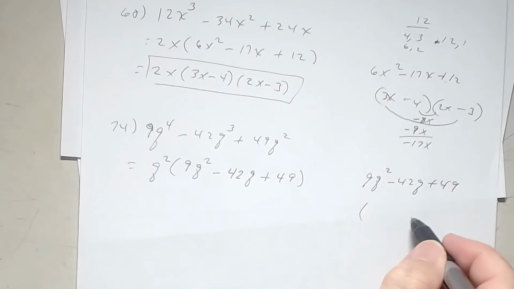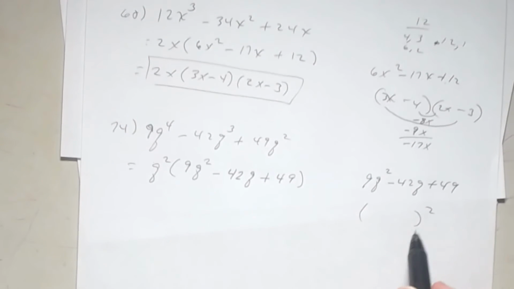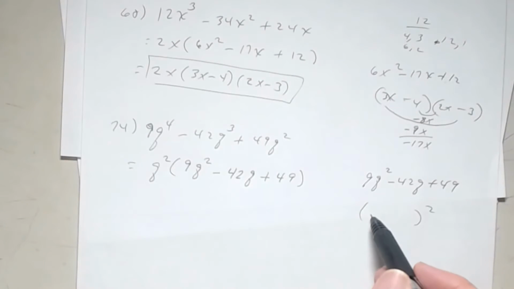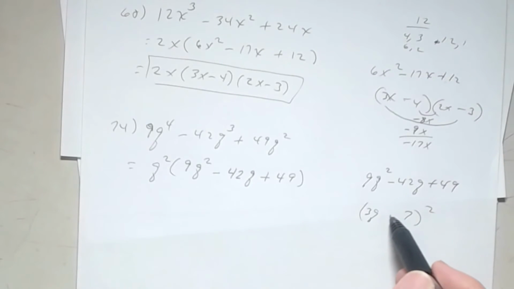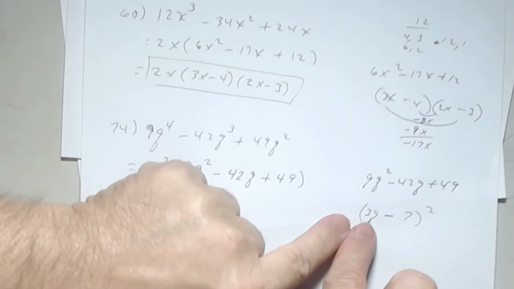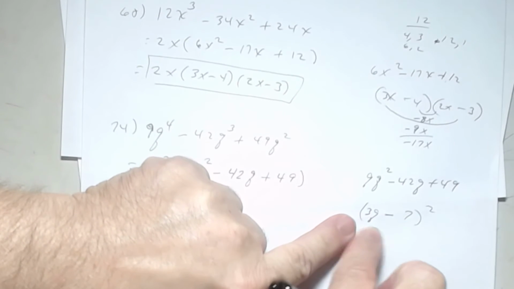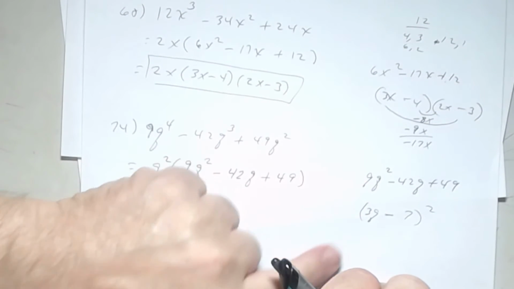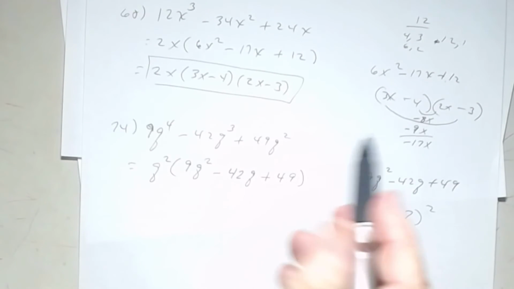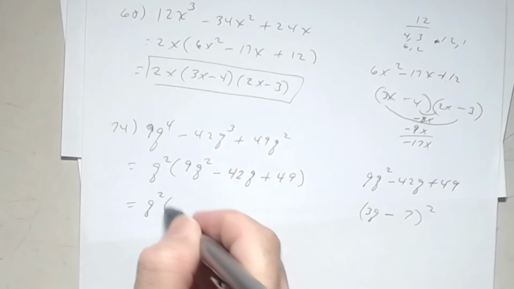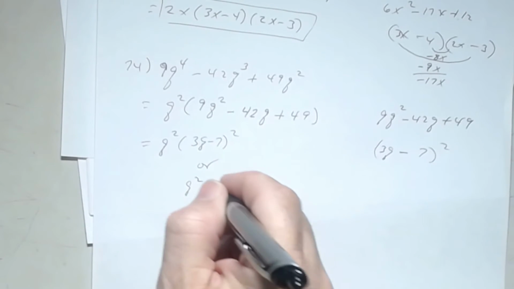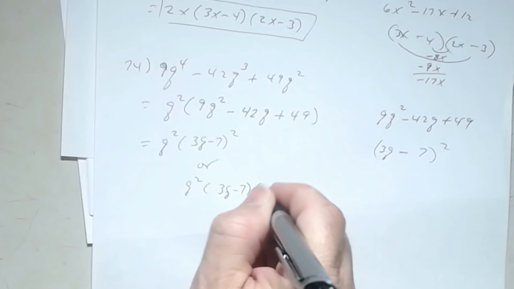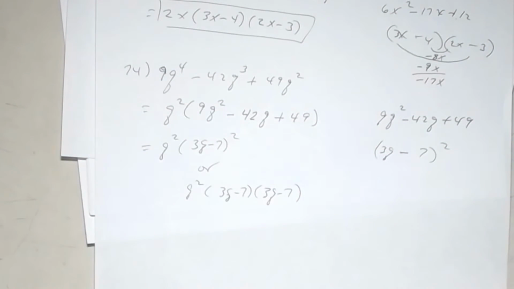Remember, just do this. So what times itself is 9q squared? 3q. What times itself is 49? 7. And this has what kind of sign? Negative. So all you do is say 3 times 7 is 21, and then double it. Do I get that 42? Yes. So the answer is going to be q squared times 3q minus 7 squared, or you could have just said q squared times 3q minus 7 times itself twice. It does not matter, it's a lot extra.